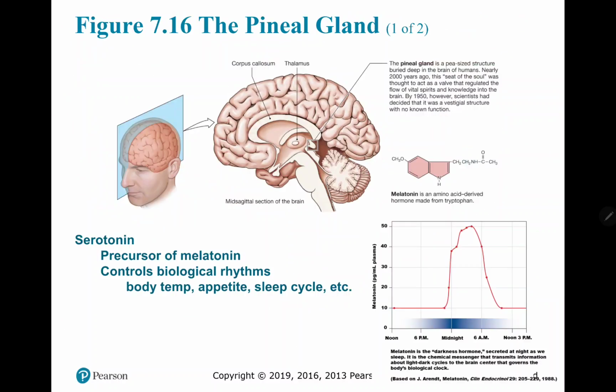All right. So remember, just another hormone. Remember, the pineal gland will secrete melatonin, and actually, serotonin is a precursor of melatonin, and it also helps to control biological rhythms such as body temperature, appetite, sleep cycles, things like that. Okay.